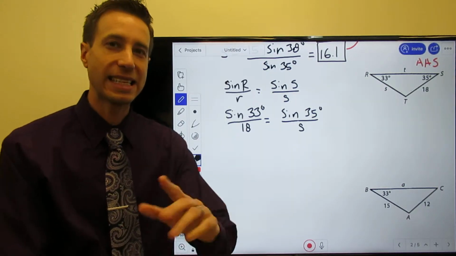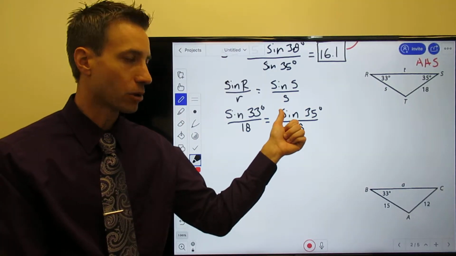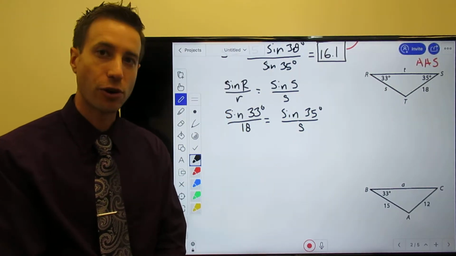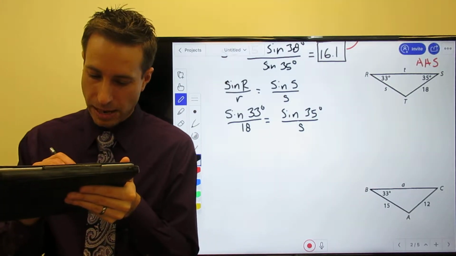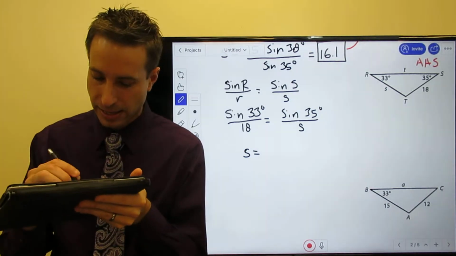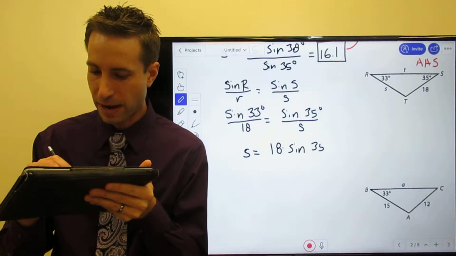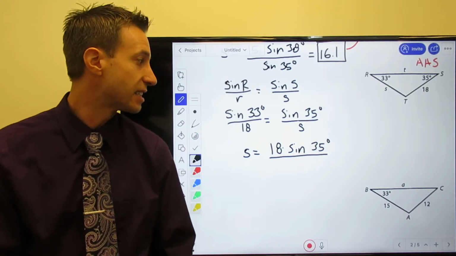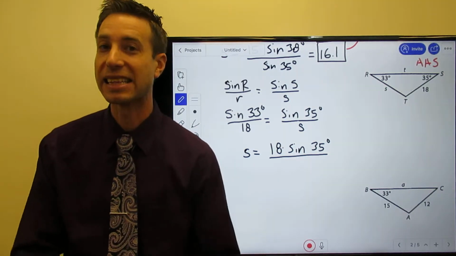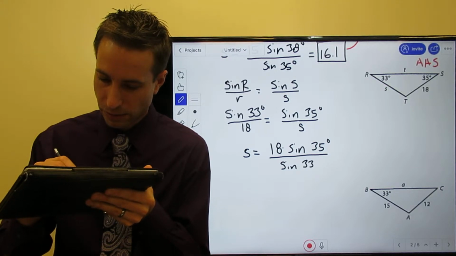Okay, great. We already did this algebra in the previous one. Remember the way it works: you cross multiply, so the 18 gets multiplied to this side, and then S gets multiplied to this side. But to get the S by itself, I'll have to divide by the sine of 33. So I think we can do that all in one step. You'll wind up with S is equal to 18 times the sine of 35 degrees, and then that all gets divided by the sine of 33 degrees to get the S by itself.